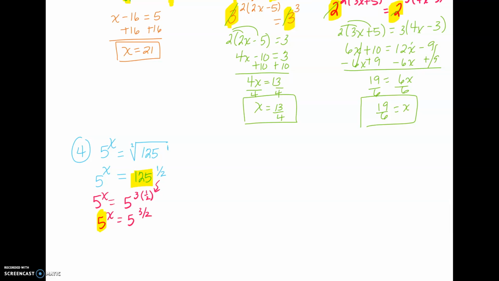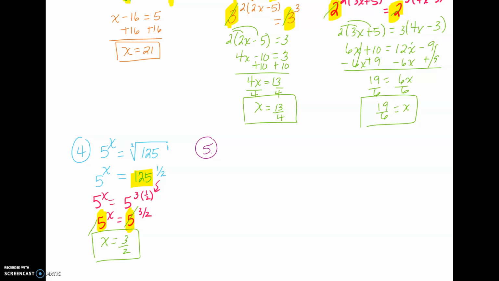To solve, same base, we drop our base, and this becomes x equals 3/2. And you're done with that one. All right. We have time for a few more.